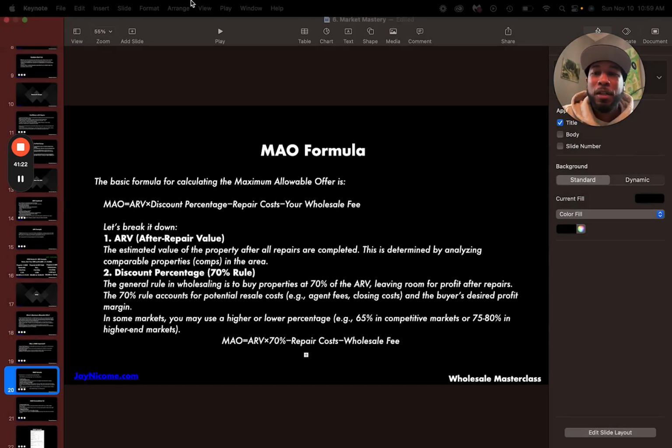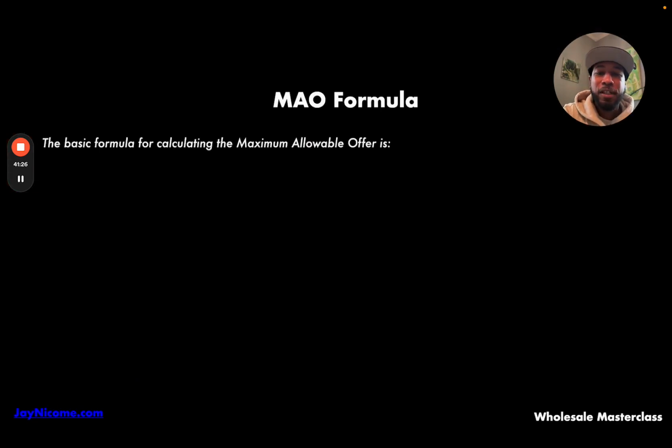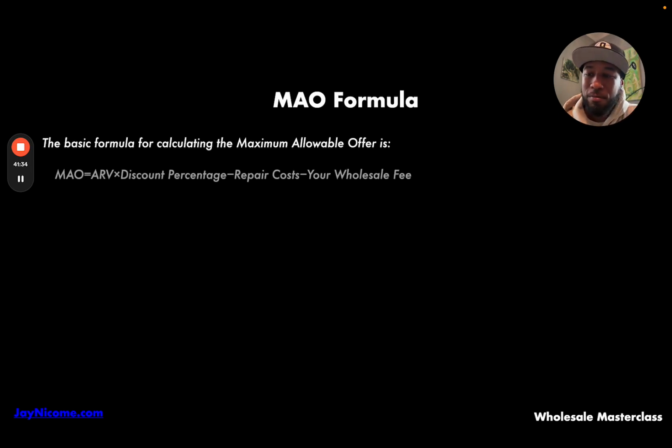The MAO formula looks like this. It's a formula, y'all. For those of you who are not math friendly, I promise you, it's really, really easy. We're just talking about basic algebra. So it's the ARV, which we figured out in the last example, times the discount percentage, minus repair costs, minus your wholesale fee. All right.